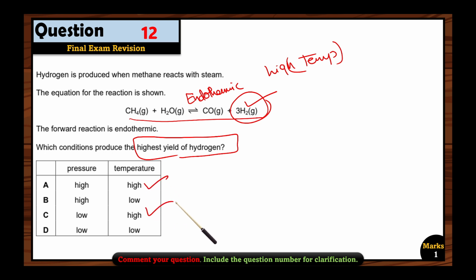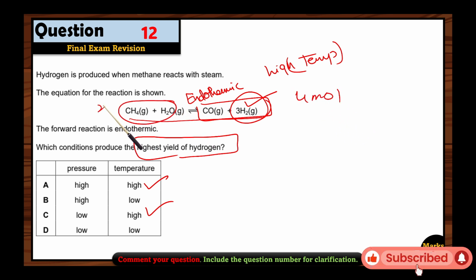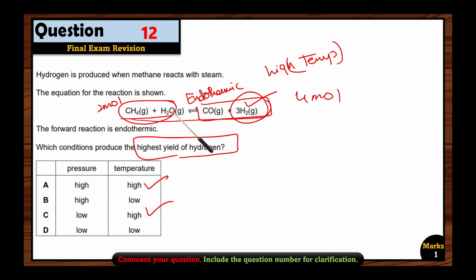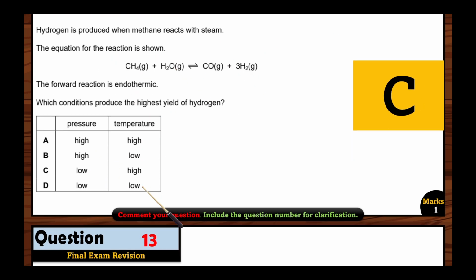Now let's see about pressure. Should we increase the pressure? Yes or no? That depends. How many molecules of gas do we have in the product? We have 4 molecules, right? But here we have only 2 molecules. So if you increase the pressure, it will always favor the side that is less in number. So it means it will favor the reactants. So we don't want to favor the reactants. So we should decrease the pressure. Okay, so the pressure should be lower. That's why option C is the right option.